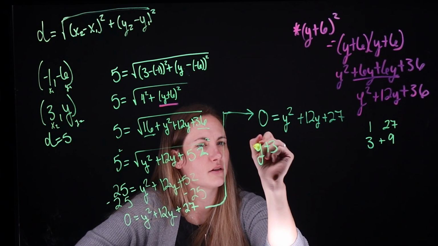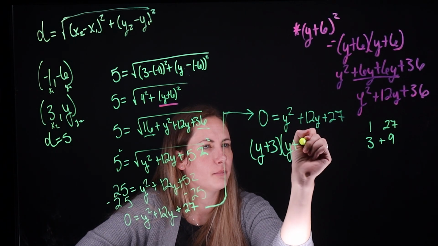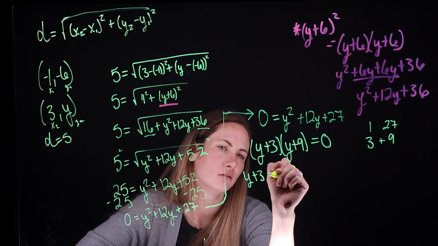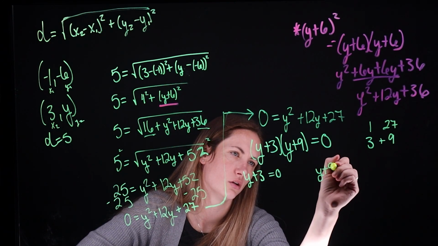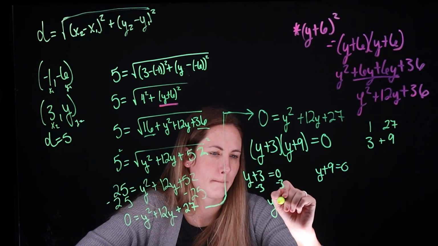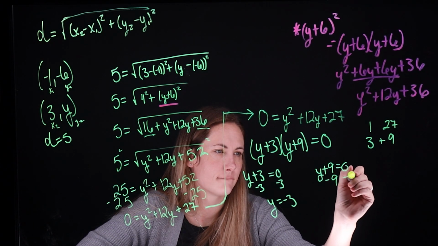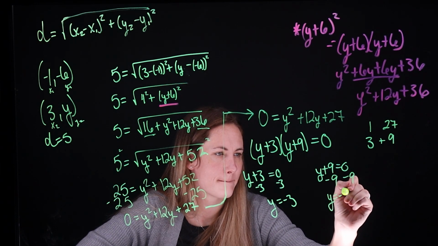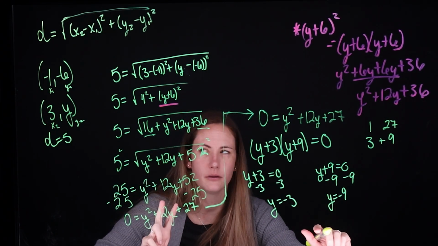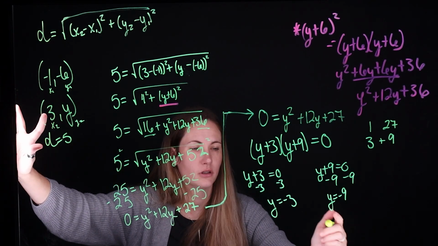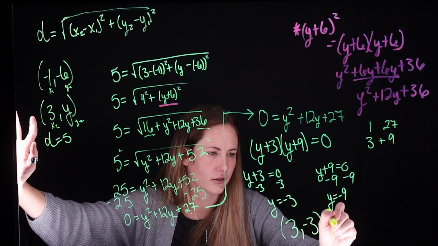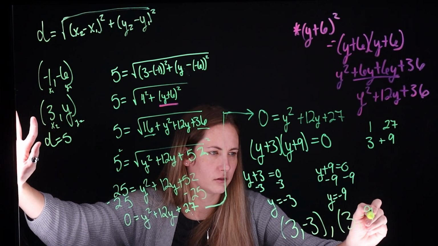So I'm going to have y plus 3 and y plus 9 equals 0. Set both factors equal to 0 and solve them. Now, these are just the y values. They ask for the 2 coordinate points. Our x value on this coordinate point is 3, so our actual answer is going to be (3, -3) and (3, -9).